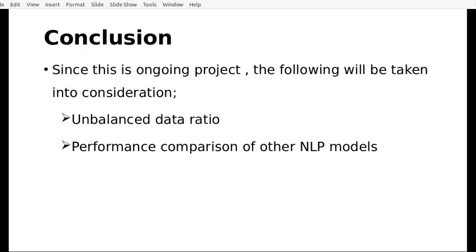And now let us finish with the conclusion. We have seen the results, and since this is an ongoing project, we expect later to take into consideration the unbalanced data ratio and also to perform comparison with other NLP models. Thank you for listening, and that is the end of our presentation.